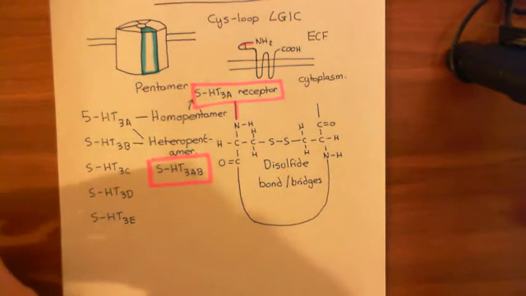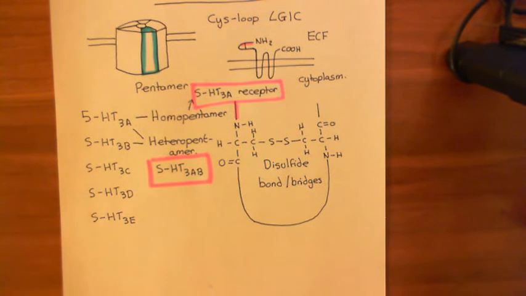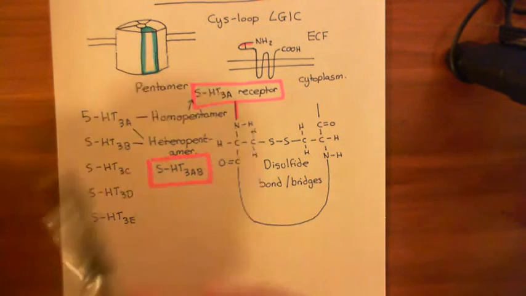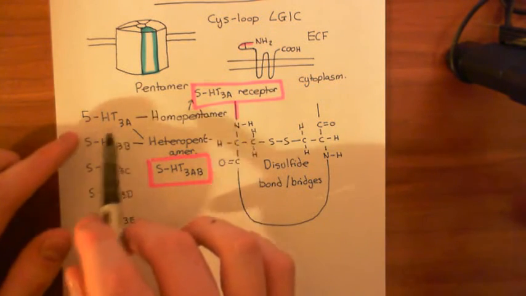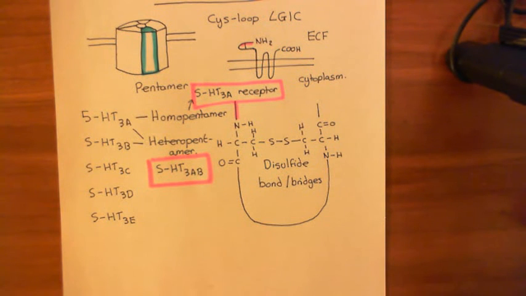Right, now, what I'm going to describe to you now is an experiment that can be used to show how similar cis-loop ligand-gated ion channels are to one another. Okay, so what we're going to do is we're going to take these 5-HT3A proteins and we're going to experiment with how similar they are to the alpha-7 nicotinic acetylcholine receptor subunit. But we'll do that in the next video.